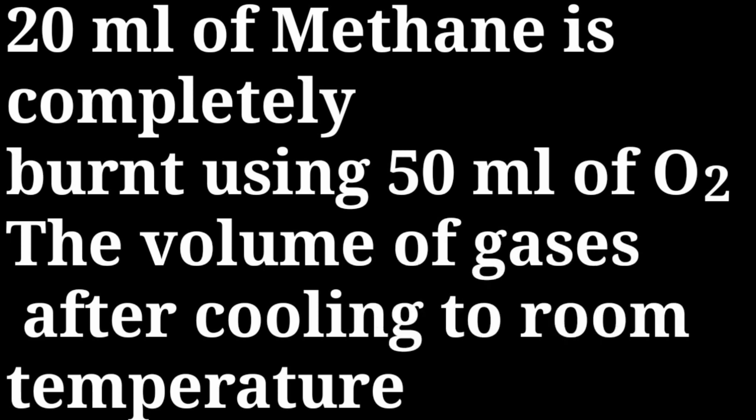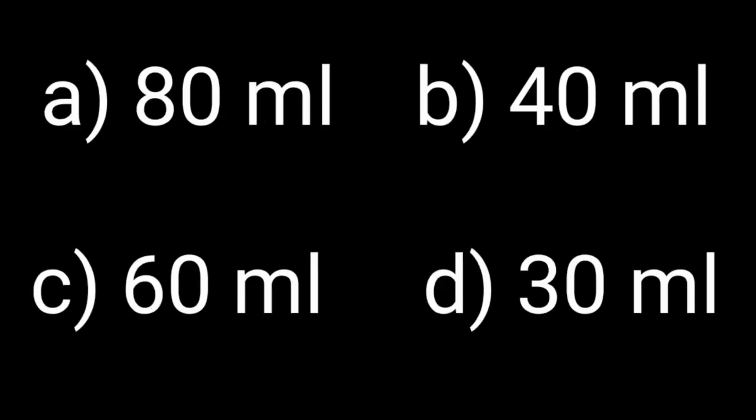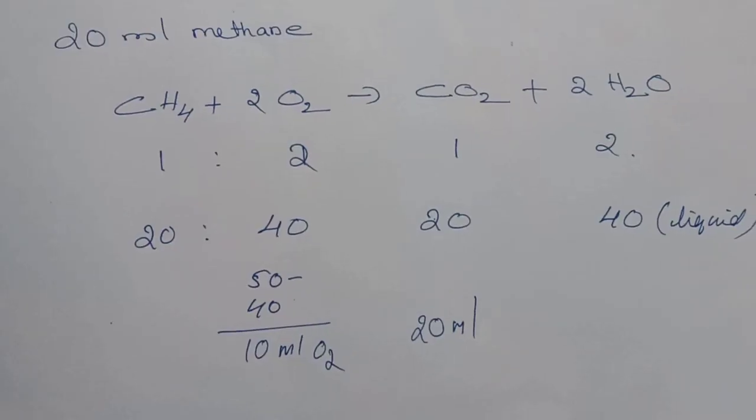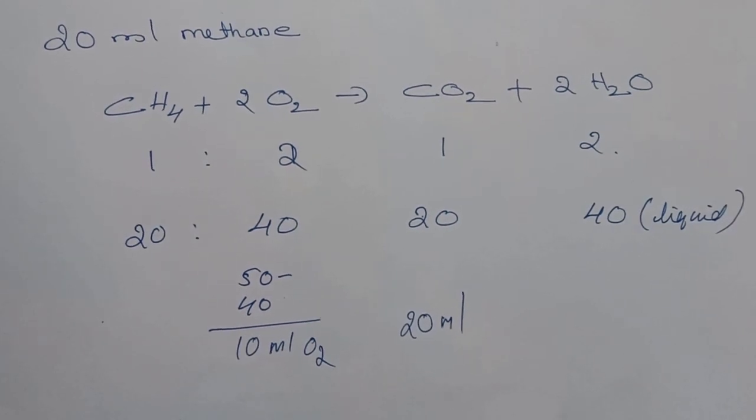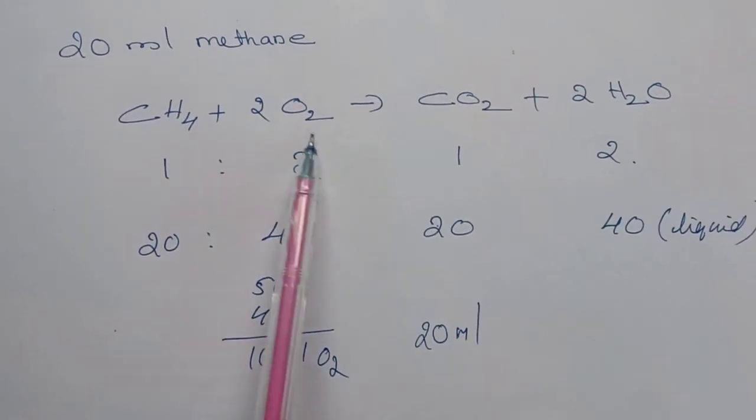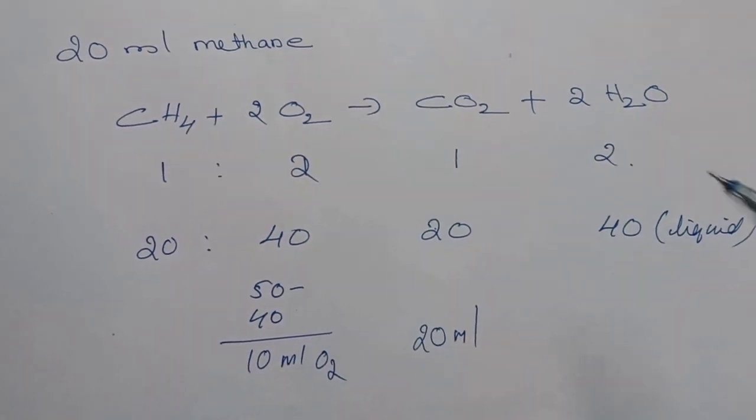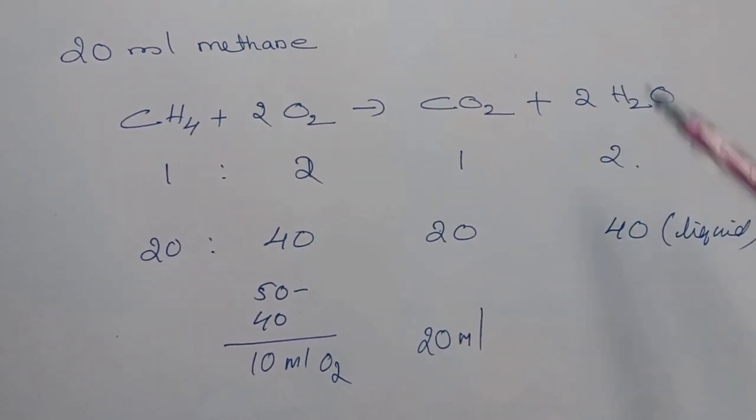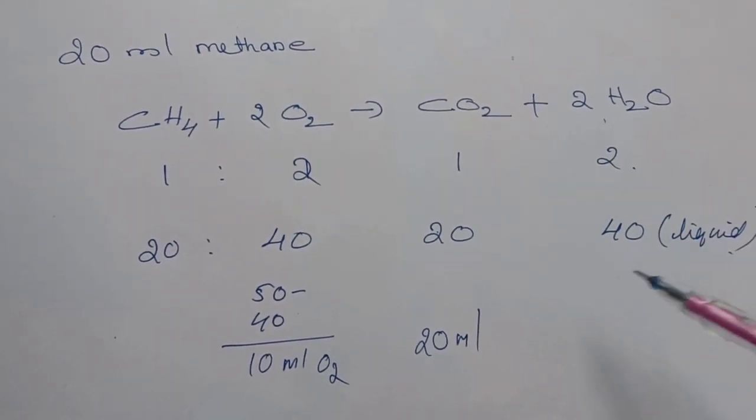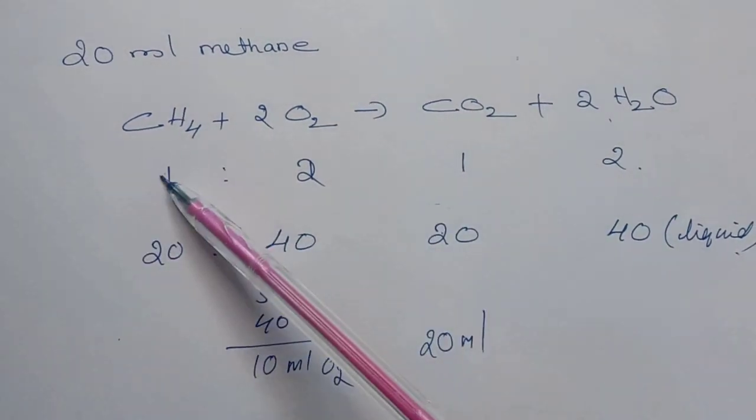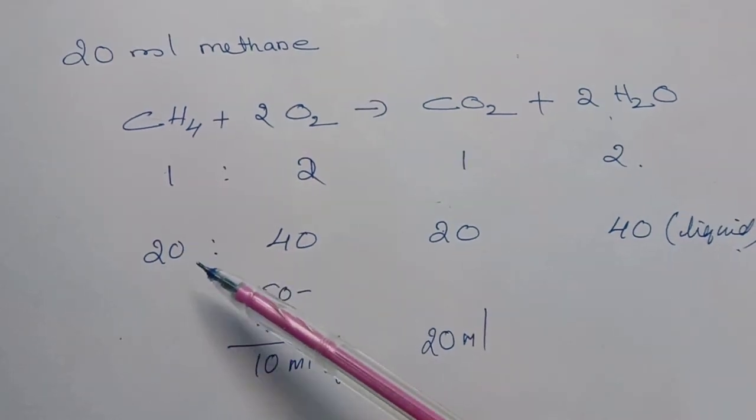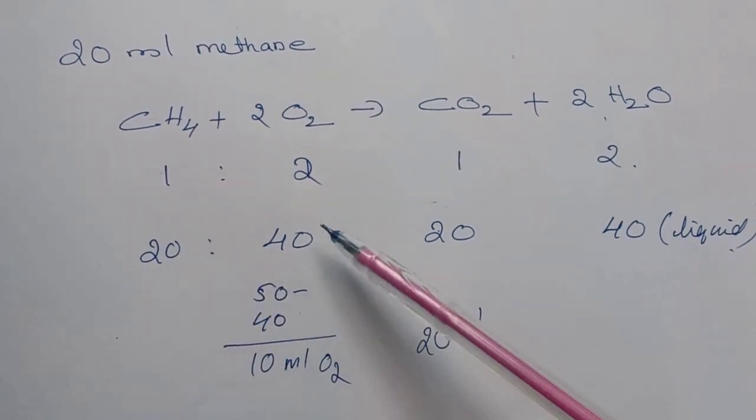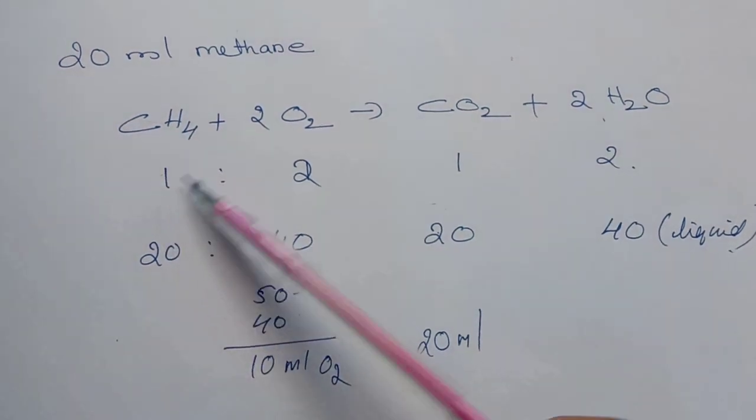20 ml of methane is completely burned using 50 ml of O2. The volume of gases left after cooling. When 20 ml methane is completely oxidized using oxygen, that CH4 combines with O2 to form CO2 and H2O. But when it is cooled to the room temperature, the H2O becomes liquid state. So CH4 will be completely oxidized, so no CH4 will be left. For the complete oxidation of 20 ml CH4, you need 40 ml of oxygen, because the ratio is 1:2.